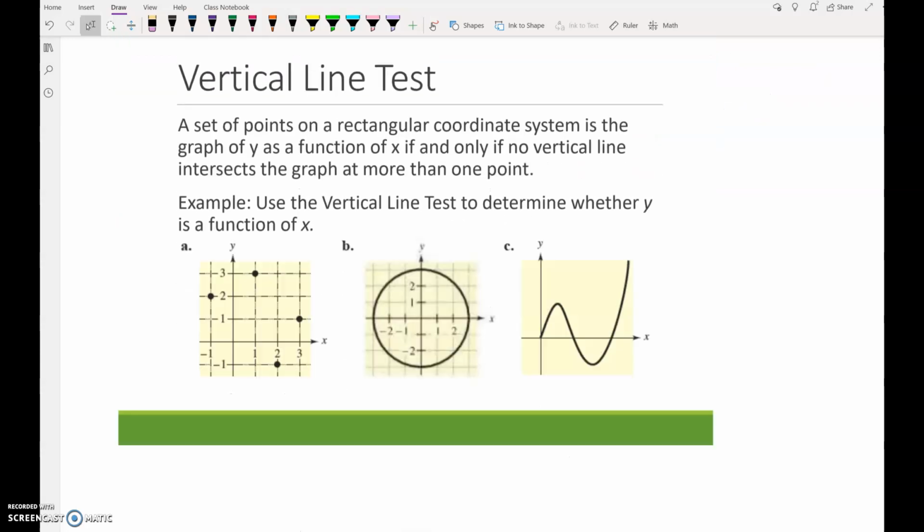The vertical line test helps us to determine whether or not something is a function. It's a visual check to see if it's a function. If you have some sort of a relation and you put vertical lines through that, each vertical line can only touch the relation at one place. So on A, if we put a vertical line here, it only touches that one point. A vertical line here only touches 1 point, 1 point, 1 point. This one's good. This is a function.